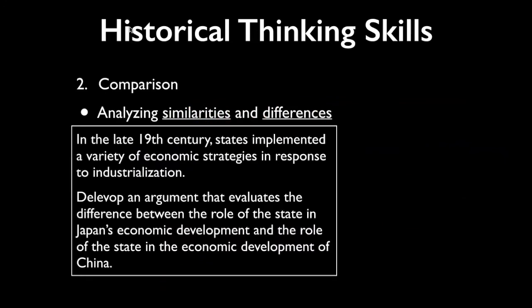Now, the way this will come at you on the AP test is you might get an LEQ prompt like this one. In the late 19th century, states implemented a variety of economic strategies in response to industrialization. Develop an argument that evaluates the difference between the role of the state in Japan's economic development and the role of the state in the economic development of China.